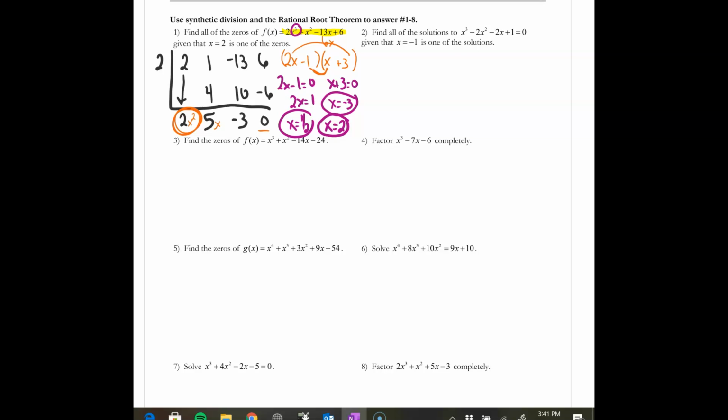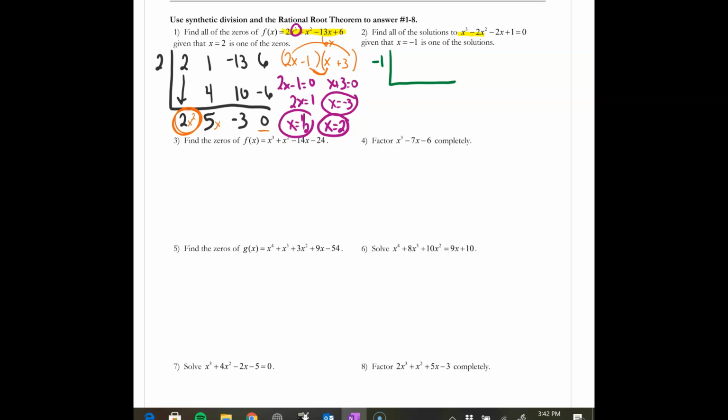So I'm going to erase this part because I don't need it, and I'm going to move on to problem 2. So problem 2 is unique. We did not cover one like this in class. So again, I do give you one of the zeros, so I'm going to switch that over first. I'm going to make my box, put that negative 1 on the outside. I'm going to check over here that I have all my x's, which I do.